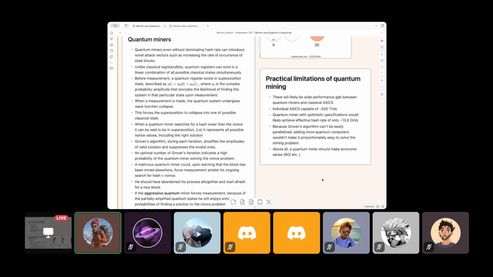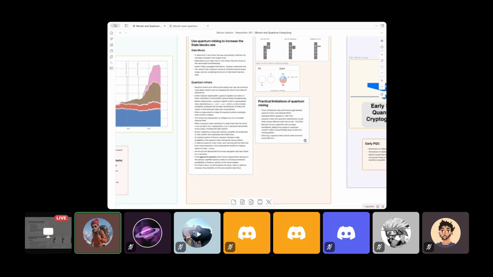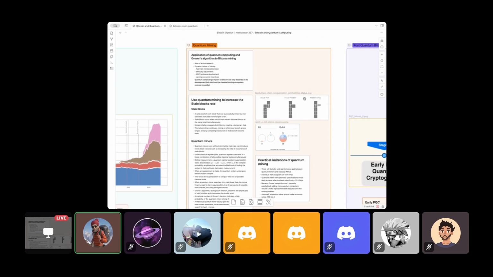So all these things have to make economic sense. Only then could a quantum miner be used to attack the network. So it was a mouthful, and I hope I was able to convey the idea behind the quantum mining attack.